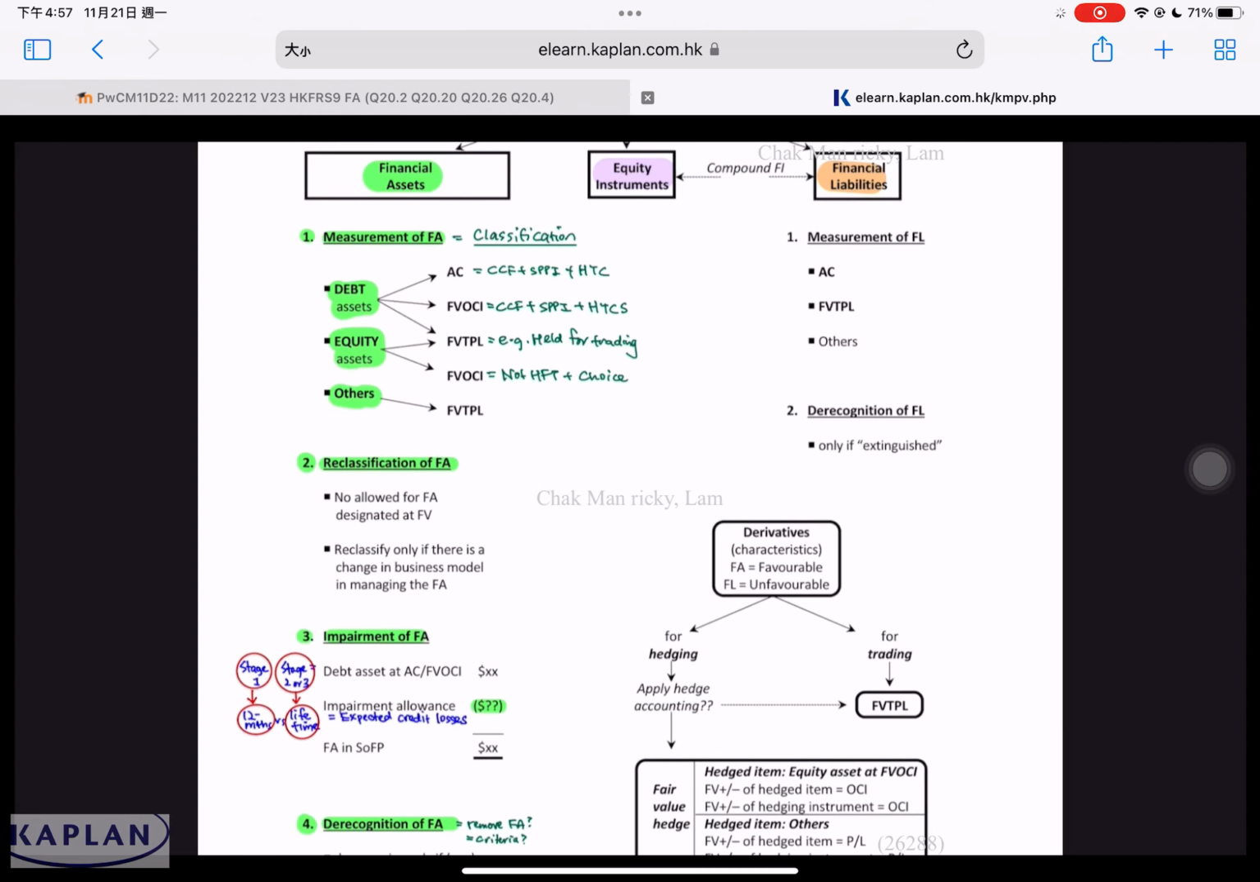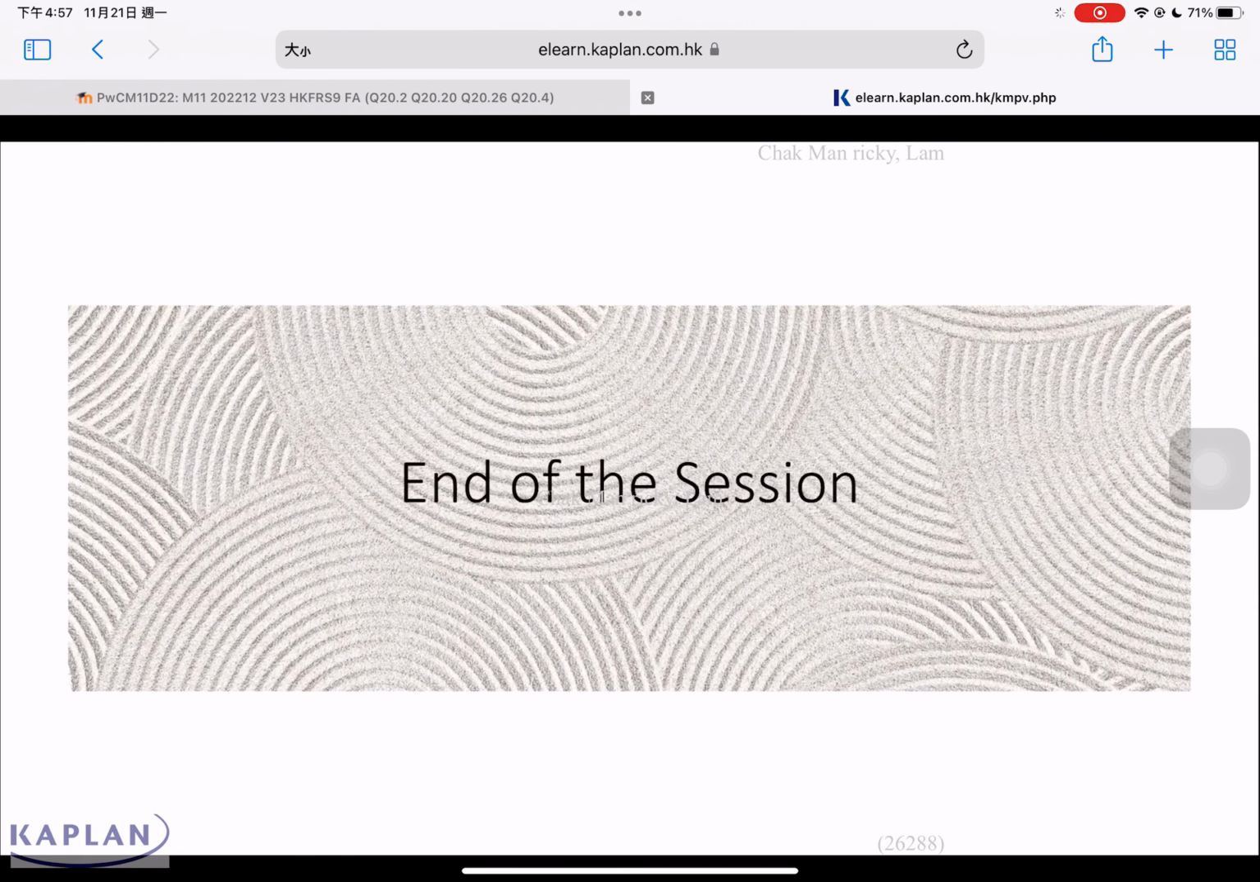We've covered financial assets. For financial assets, there are 4 issues. Measurement, which is the most important issue. Reclassification is the least important. Impairment of assets and derecognition of assets. We come to the end of this session on financial assets under FRS 9.